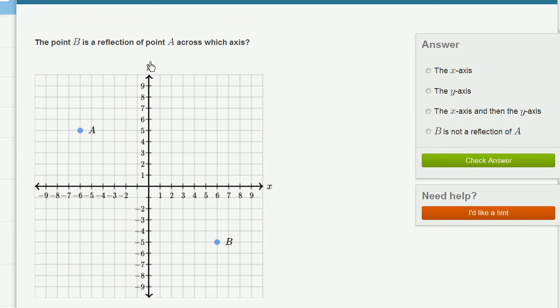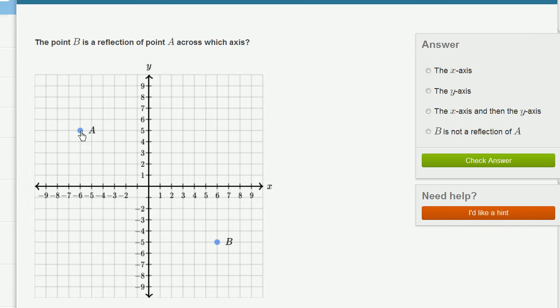Let's do one more. The point B is a reflection of point A across which axis? So let's think about this right over here. This is at the point -6 comma 5. This is at the point -5 comma 6. So let's see. It doesn't look like it's only one axis.